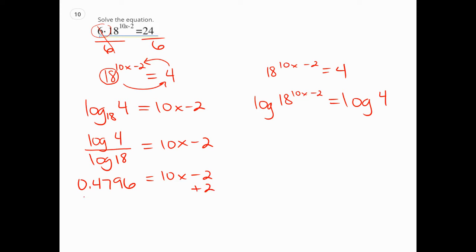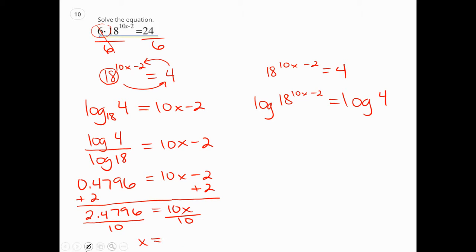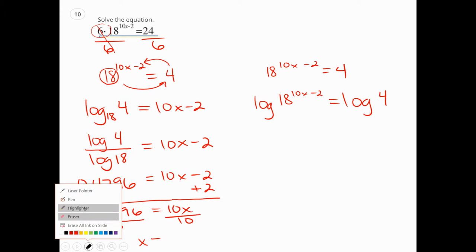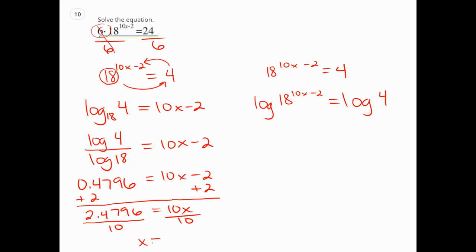Then I would add my 2 to both sides. And so that gives me 2.4796 equals 10x, and then divide both sides by 10. And that ends up giving me, when I calculate that out, and again, rounding to only 4 decimal places, x equals 0.2480. That's a rounded answer.